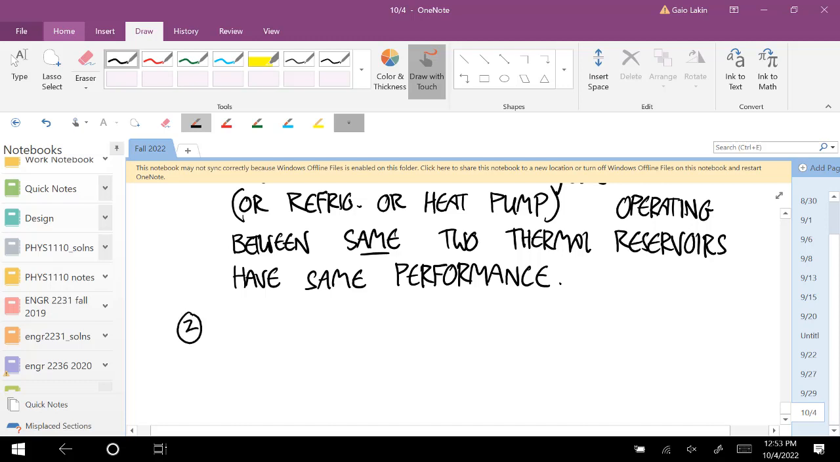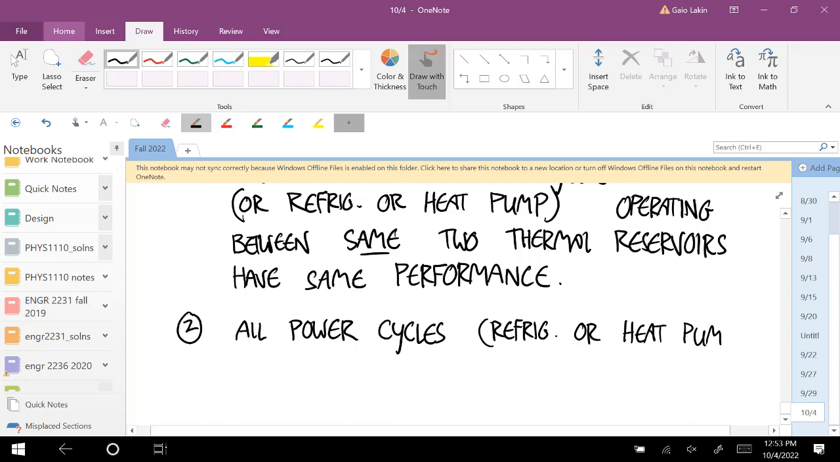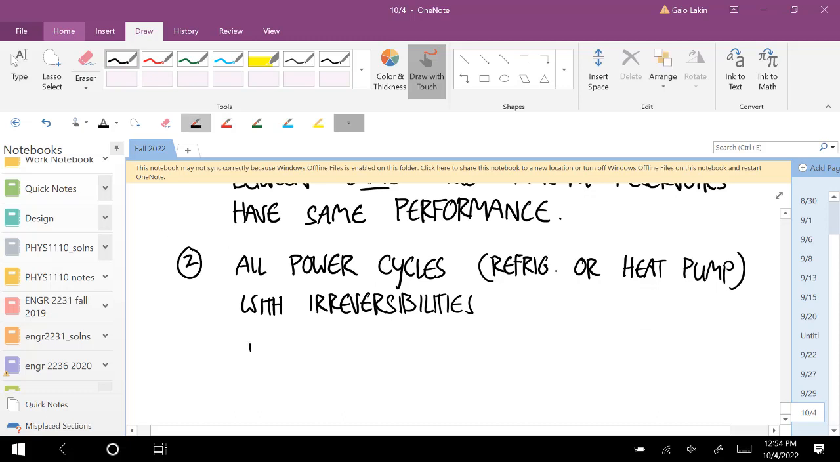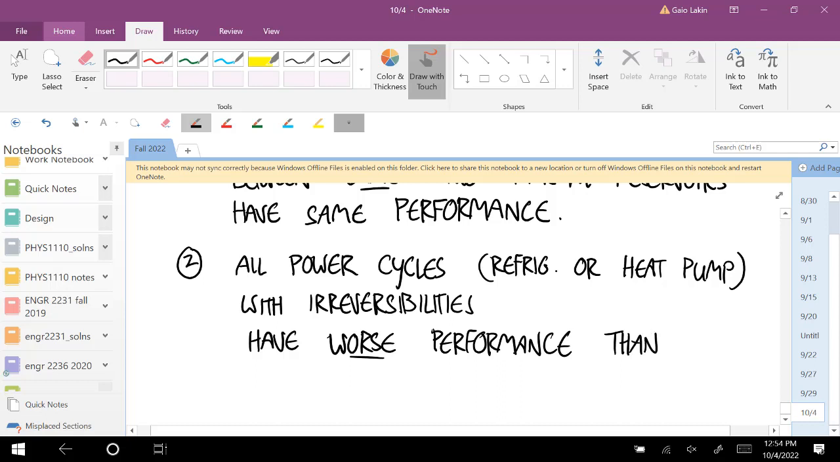And the second surprising corollary of the Kelvin-Planck statement is that all power cycles or refrigeration or heat pump cycles with irreversibilities, with any irreversibilities, have worse performance than reversible cycles.